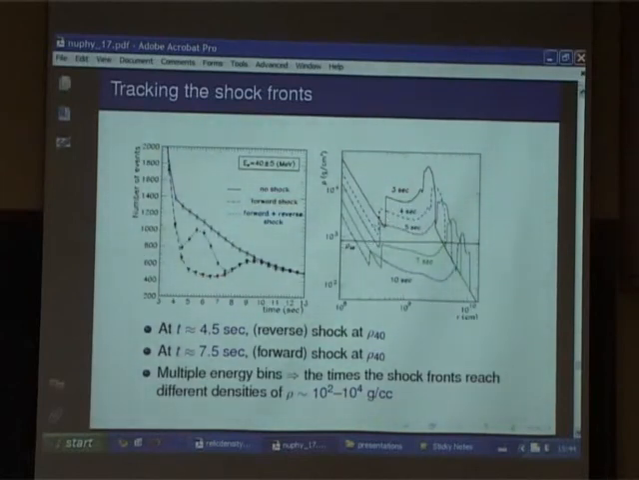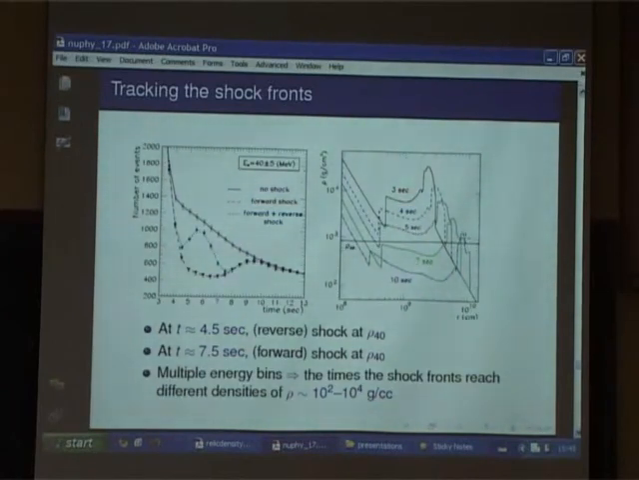So 4 seconds is this blue, and 5 seconds is this magenta. So you see that the shockwave has entered this rho 40 region between 4 and 5. The second dip is obtained at some 7.5 seconds. So you see here, at 7.5 seconds, therefore, the forward shockwave has entered the region of 900 Tesla.